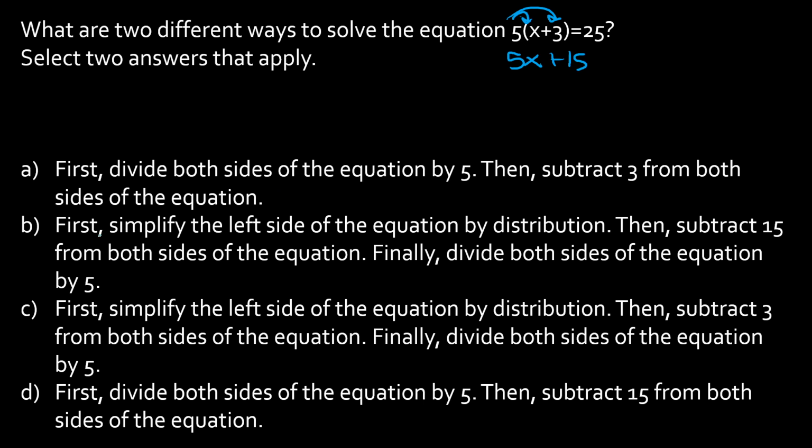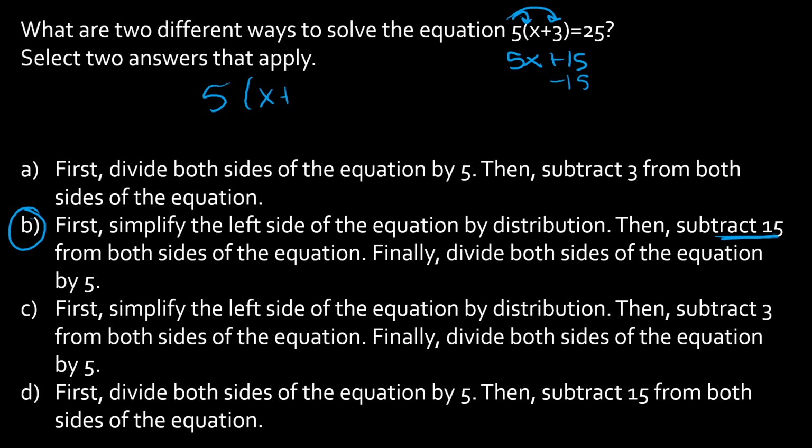So let's read through these. So first simplify the left side of the equation by distribution, then subtract 15. So this is correct because once I do that distribution, I do want to get rid of this 15 here. So the one that has that subtract 15 is the correct one. Now with these ones, there's another way of doing them.